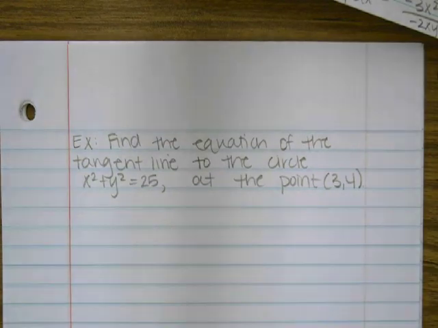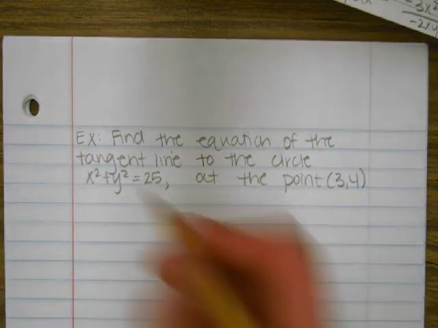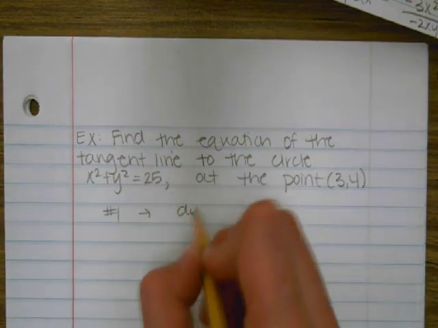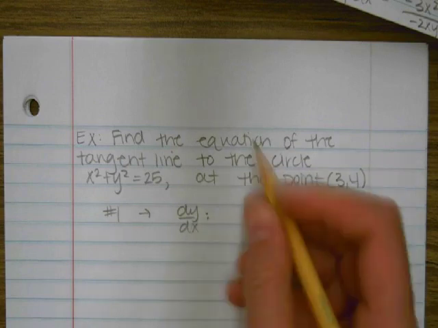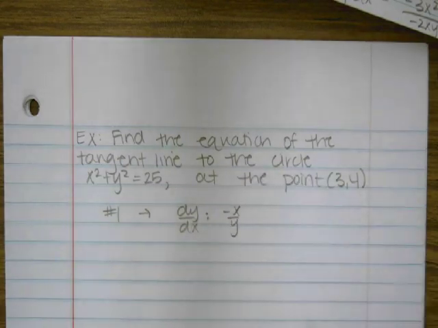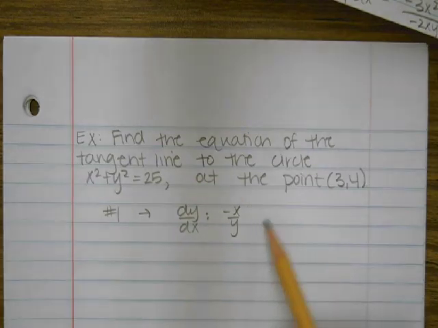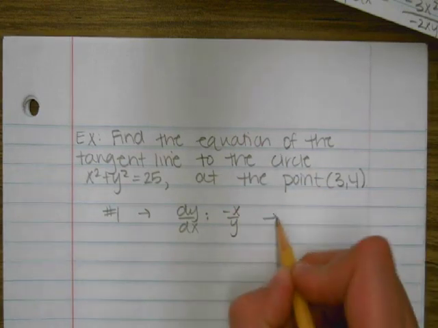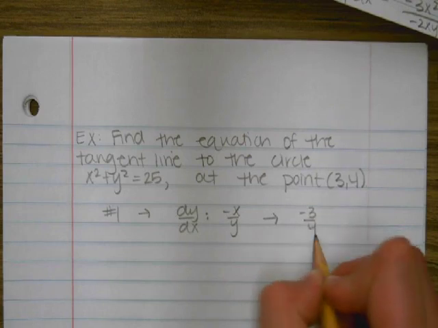So to find the equation of the tangent line at a specific point, we need to know what the derivative at that point is. So we already found the derivative in the first example. From number 1, we knew that the derivative for that circle is negative x divided by y. So if we want to find the instantaneous rate of change, or the instantaneous slope at that point, we just need to take 3 and plug it in for x, and 4 and plug it in for y. And so that gives us negative 3/4.